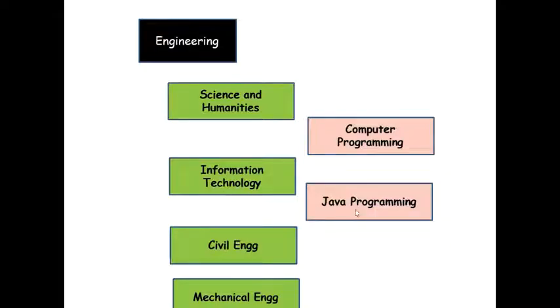So all the courses that I will be creating in future, I want to categorize them under certain appropriate categories. So engineering being my parent category, under the parent category engineering I have the different departments: Science and Humanities, Information Technology, Civil, Mechanical, etc. And whichever subject I am taking or the course I am taking, I am mapping it under the correct category.